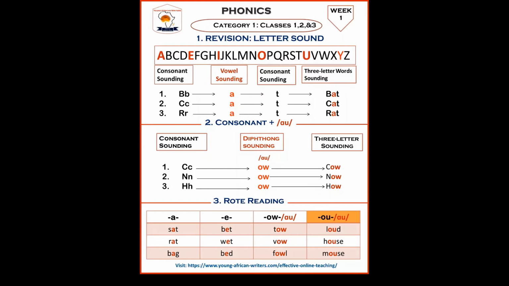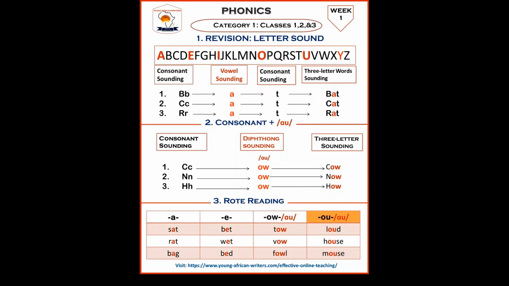Alright, number 2, consonant plus ow. Ow is a diphthong. Consonant sounding, diphthong sounding, 3-letter sounding. We read. Number 1, K, O and W. The two together here sound ow.